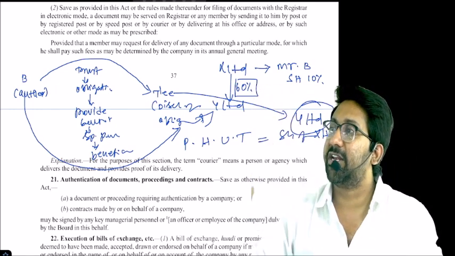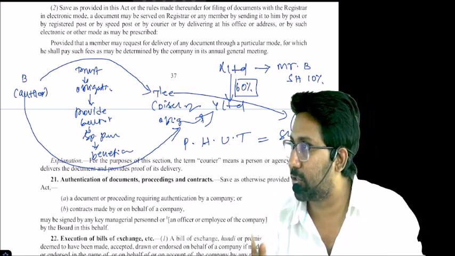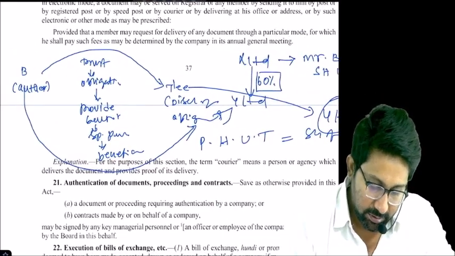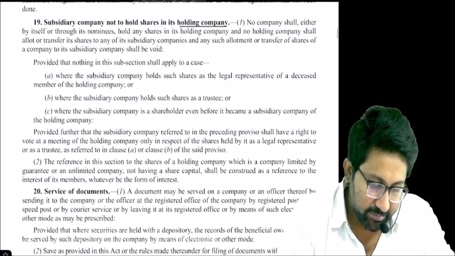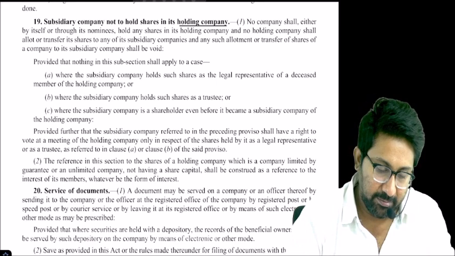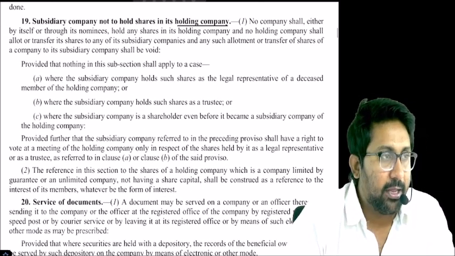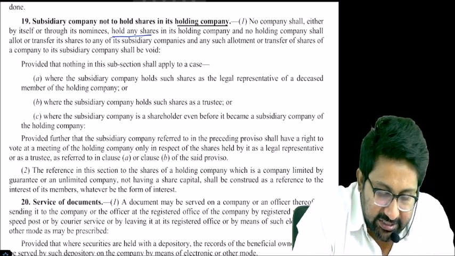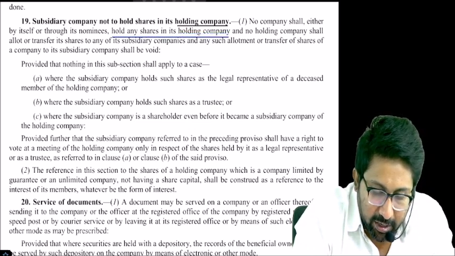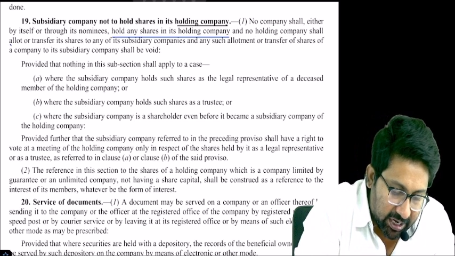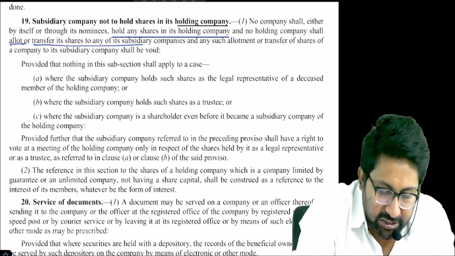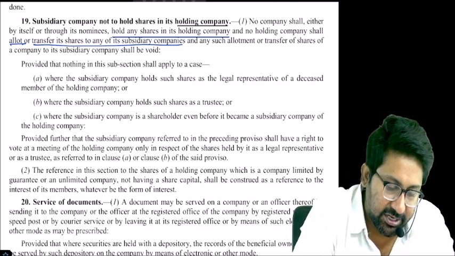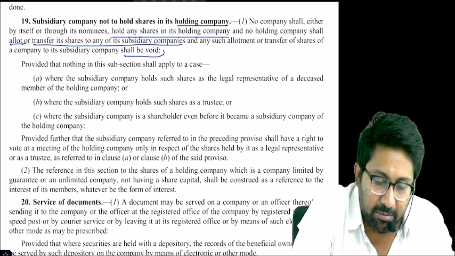This is what section 19 wants to convey. Everyone understood the point clearly? Now read, just 1 minute we will complete this. Please read section 19. No company shall either by itself or through its nominees hold any shares in its holding company, and no holding company shall allot or transfer its shares to any subsidiary company, and any such allotment or transfer of shares to its subsidiary shall be void.